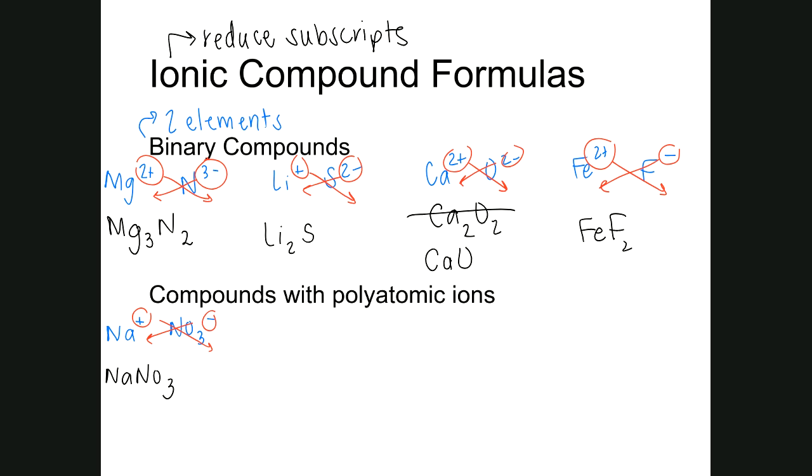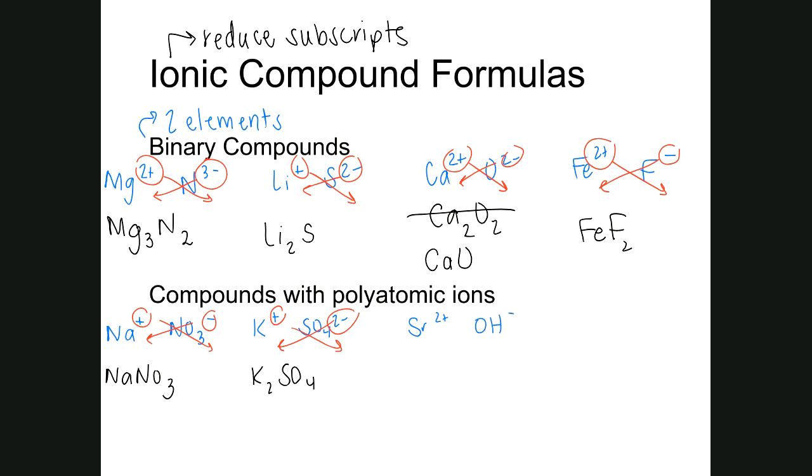What about if we had potassium, which we know is K+, and sulfate, which you have to memorize as SO4 2-. Take those charges, swap them, and we get K2SO4. But what if instead we need to have a subscript associated with the polyatomic ion? So what if instead we're looking at something like strontium, Sr, with hydroxide, OH negative.